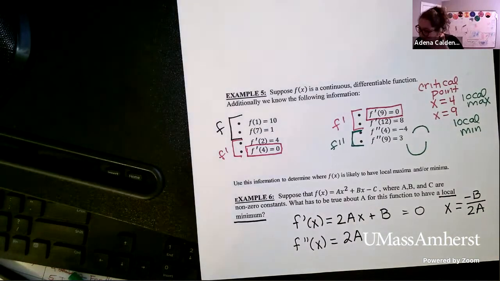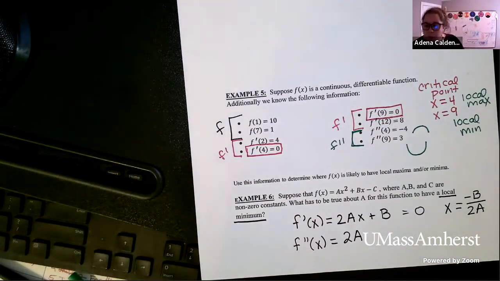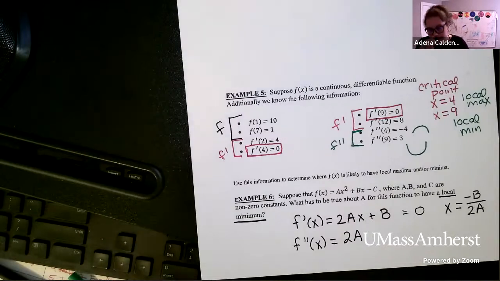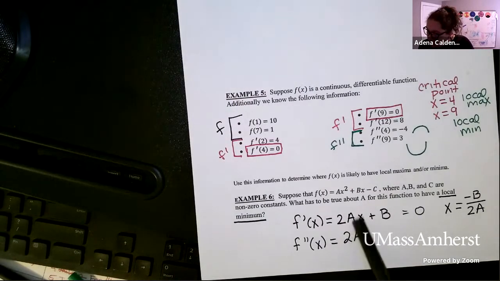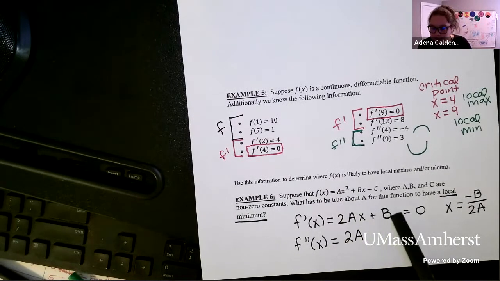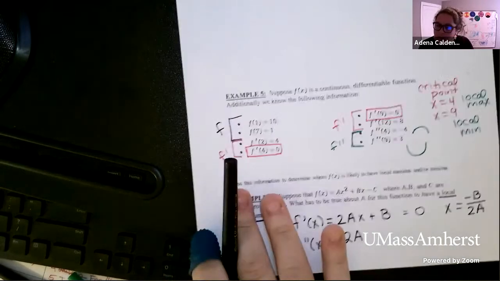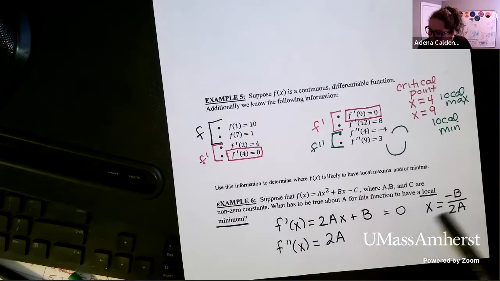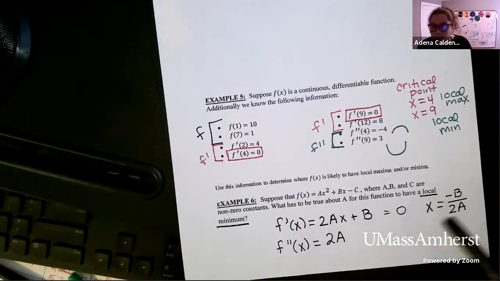All right, so let's take a look at this. If we wanted to talk about the critical point of this function in a generic way using a, b, and c, we would find the first derivative, which will be 2ax from the first term, plus b from the second term, and then c will be 0. If we set that equal to 0, we could then solve for x by subtracting b over and then dividing by 2a. So our critical point is x equals negative b over 2a.